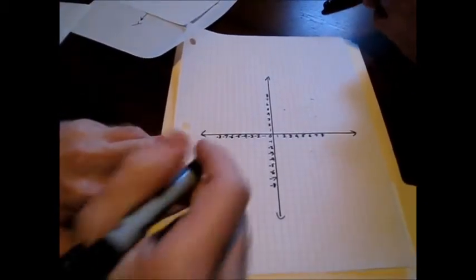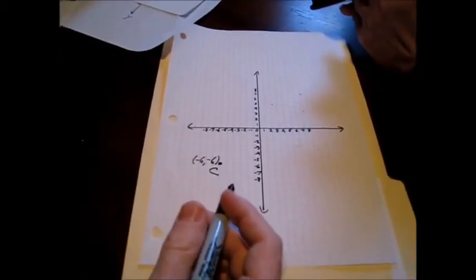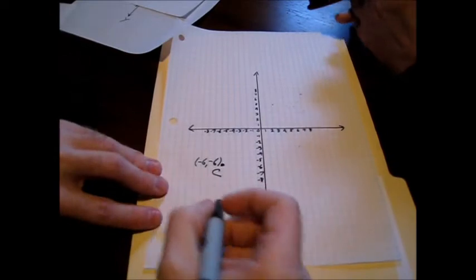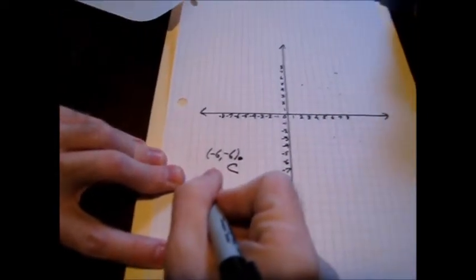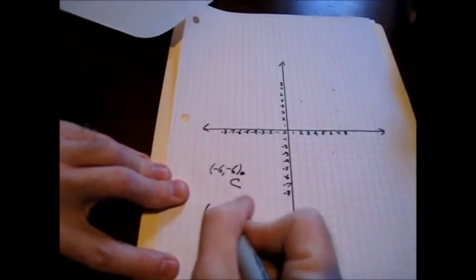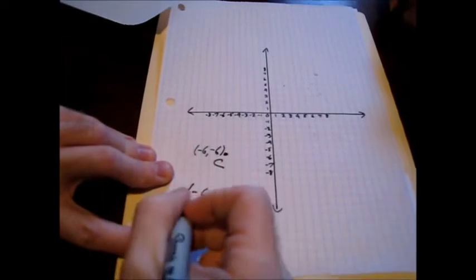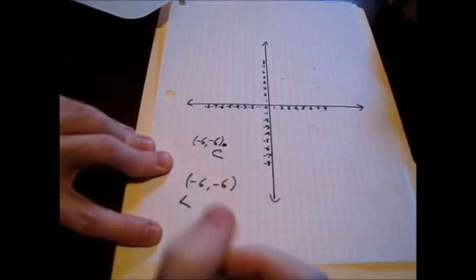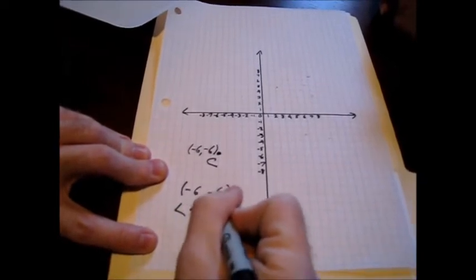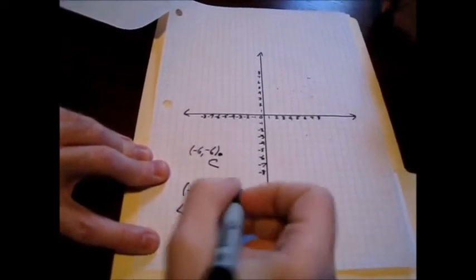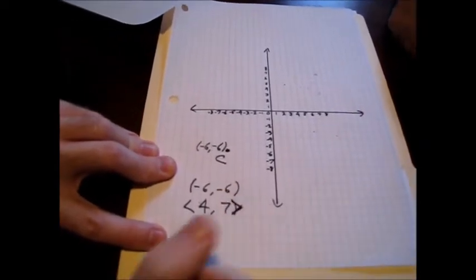We're going to apply the vector here. Last time we did the graph first. Let's take a look at where we expect this to end up numerically. So let's take our point (-6, -6), and let's do a vector. Let's try 4, 7, with pointy brackets.